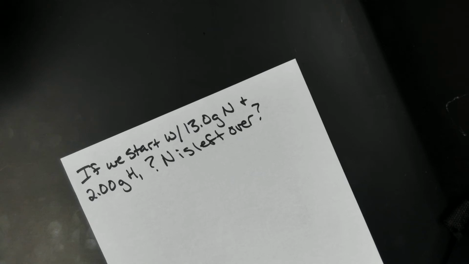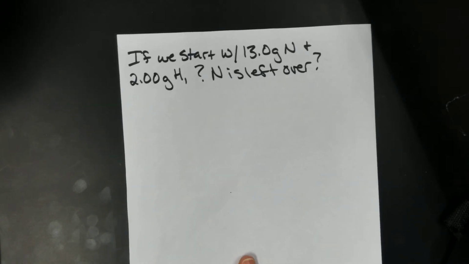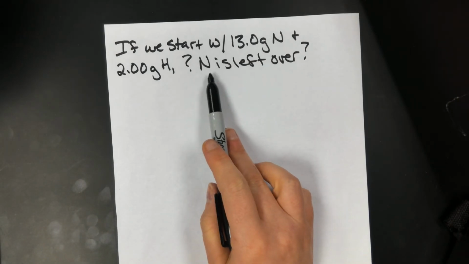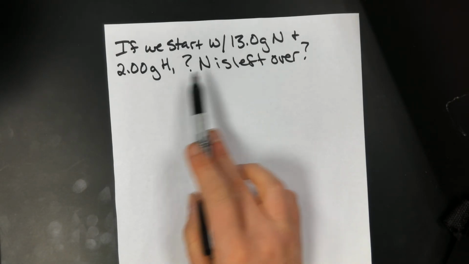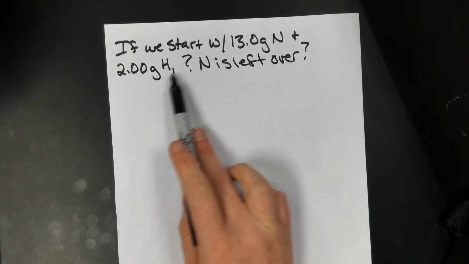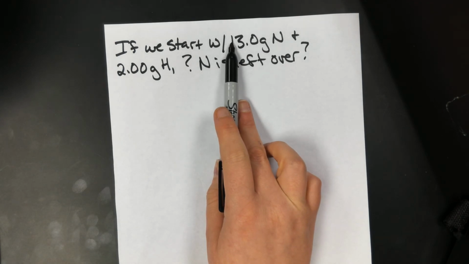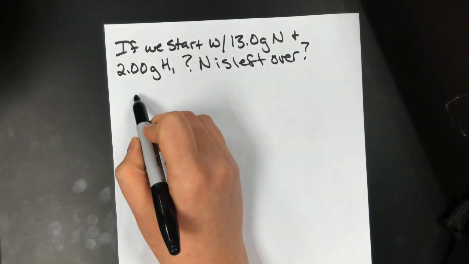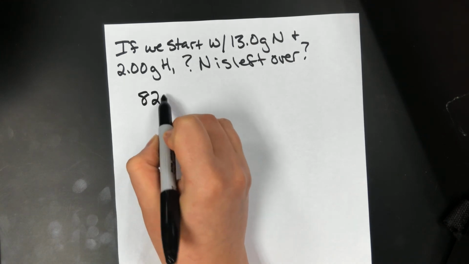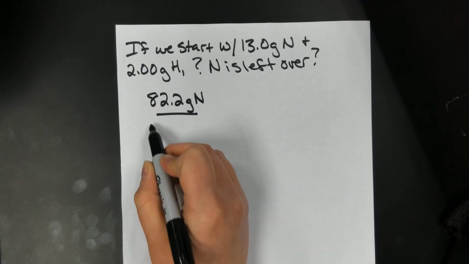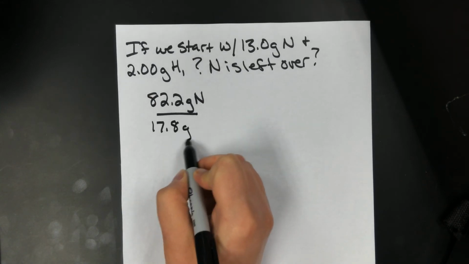So this may look a little scary, but it's actually not. Our goal is to find how much nitrogen is left over. So that means all the hydrogen is going to be used up. So let's determine how much nitrogen we would need to react with 2 grams of hydrogen. We would start with that ratio that we have: 82.2 grams of nitrogen are needed for every 17.8 grams of hydrogen.